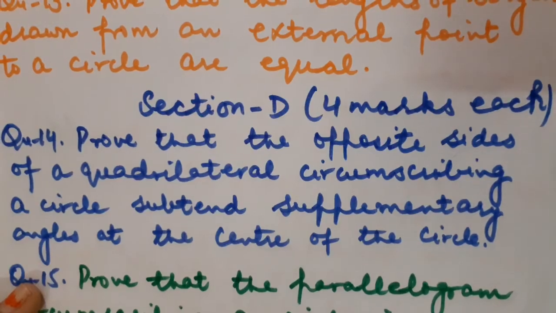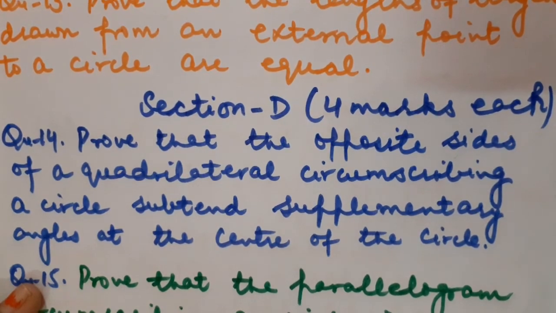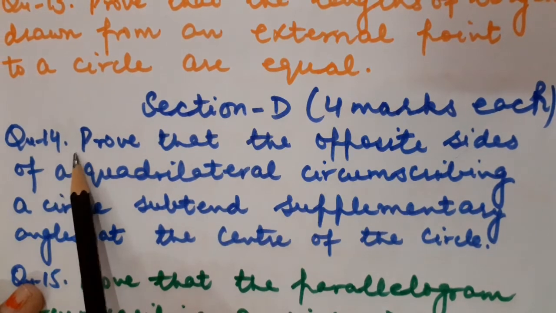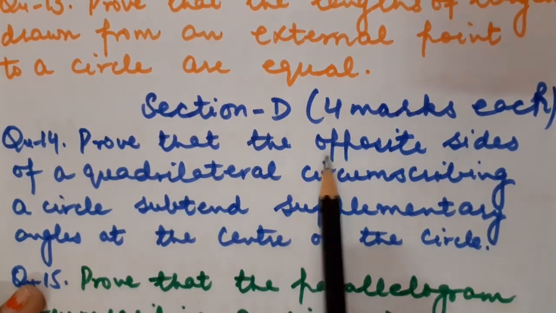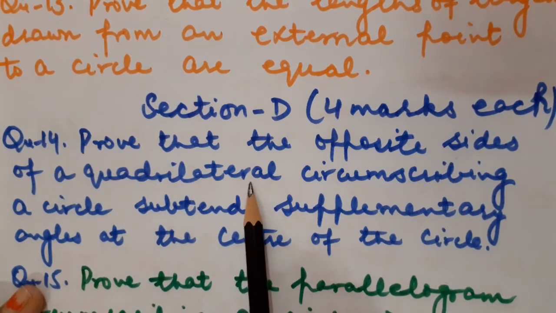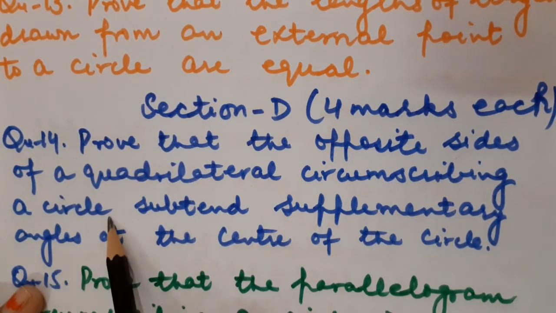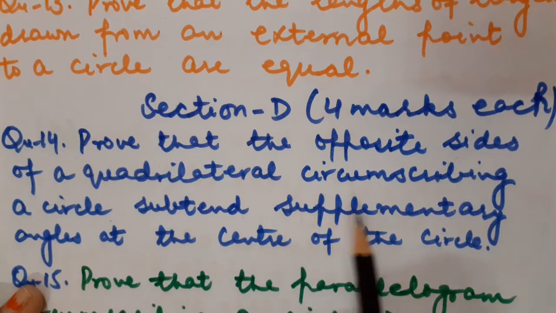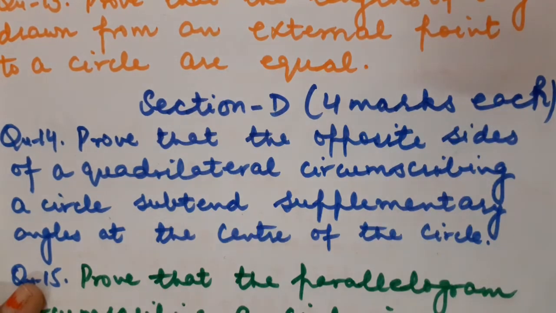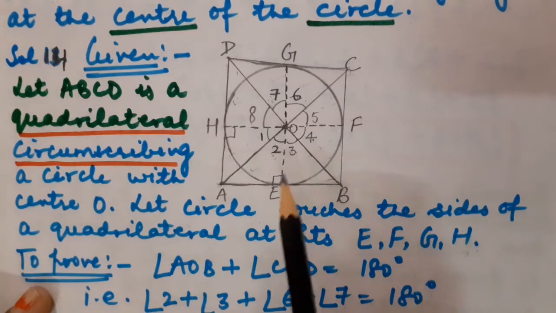Now children, I am going to discuss last section, that is section number D, 4 markers each. Question number 14. Prove that the opposite sides of a quadrilateral circumscribing a circle subtend supplementary angle at the center of the circle. Fine, children? So here is solution number 14.